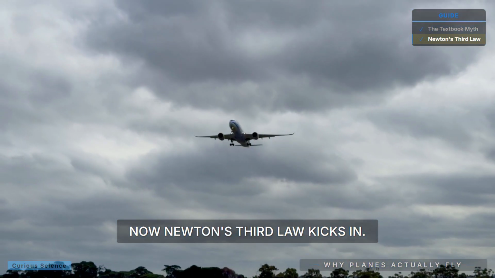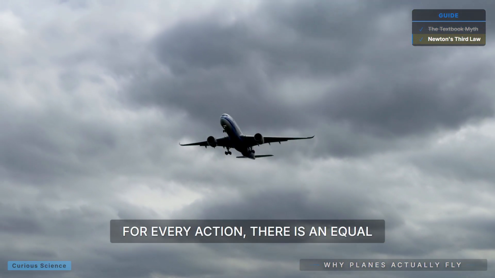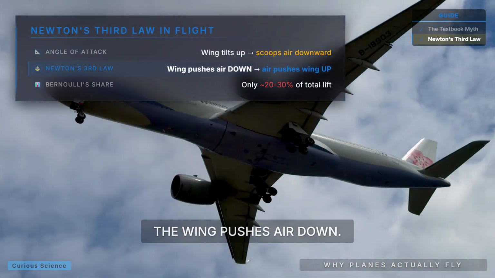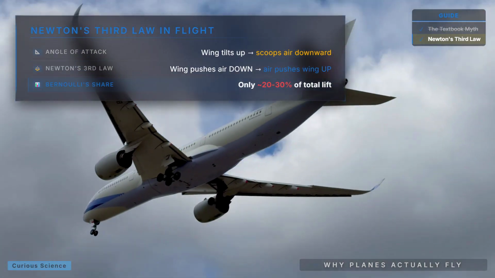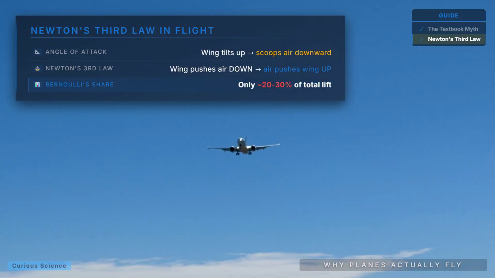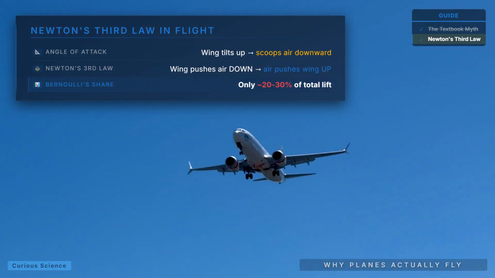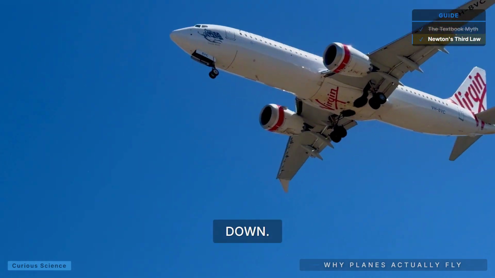Now Newton's third law kicks in. For every action, there is an equal and opposite reaction. The wing pushes air down. The air pushes the wing up. That upward push is lift. This is why a flat paper airplane with no curve at all still flies. It's why a stunt plane works upside down.